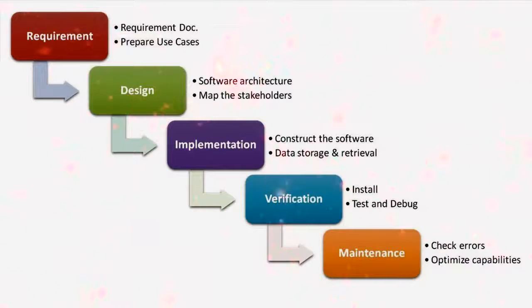Implementation. With inputs from the system design, the system is first developed in small programs called units, which are integrated in the next phase. Each unit is developed and tested for its functionality, which is referred to as unit testing. Integration and testing. All the units developed in the implementation phase are integrated into a system after testing of each unit. Post-integration, the entire system is tested for any faults and failures.